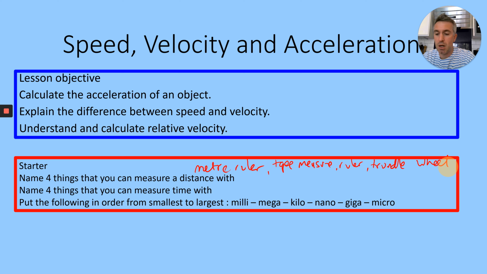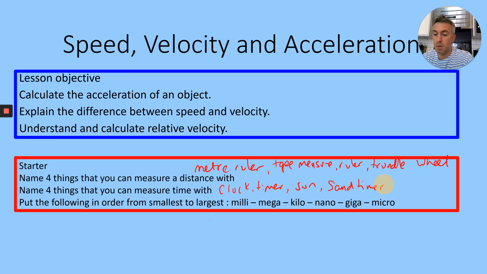Other things. 4 things you can measure time with. You can measure it with a clock. You can measure it with a timer, like a stopwatch. Measure it with the sun. You could use a sand timer, sundial. That's 4.